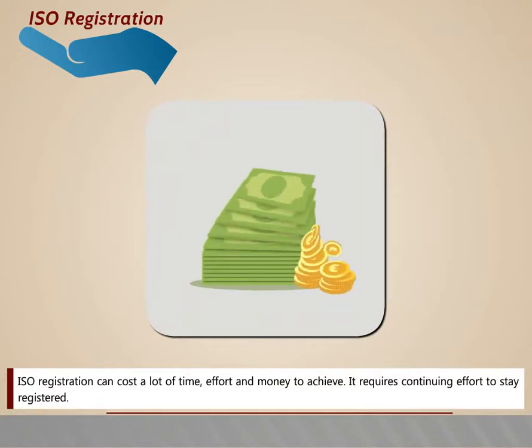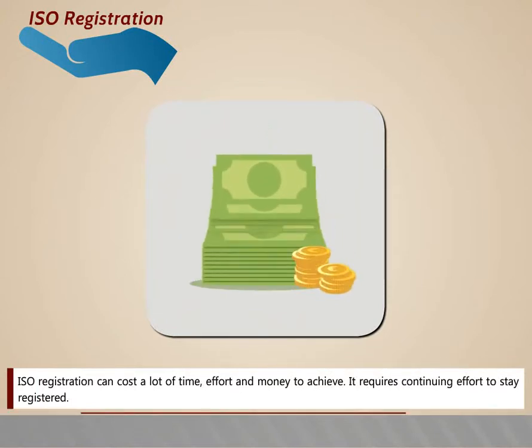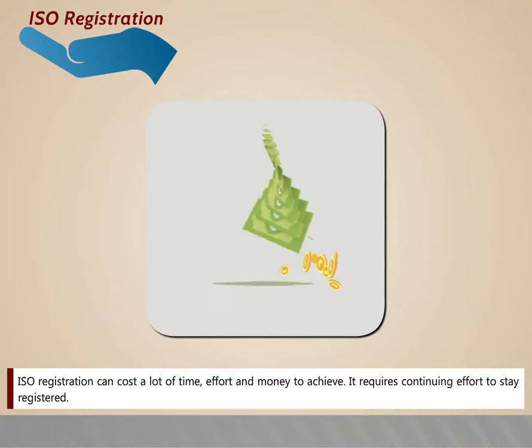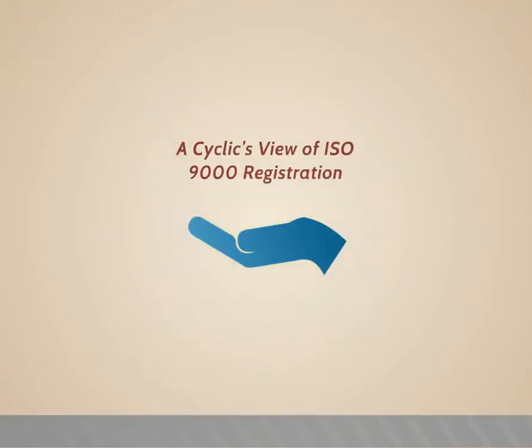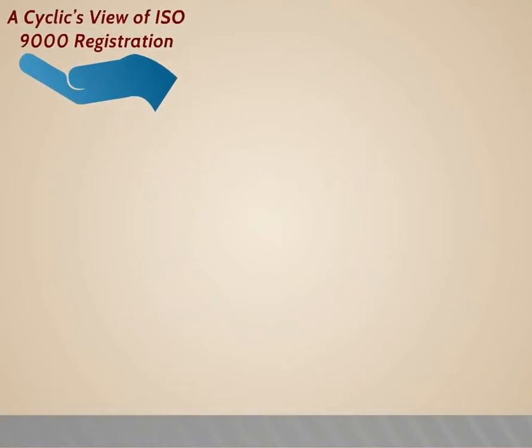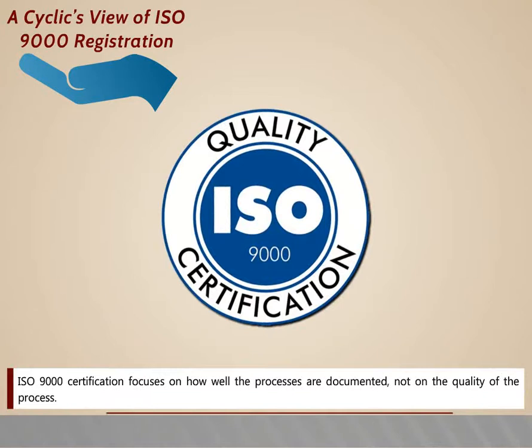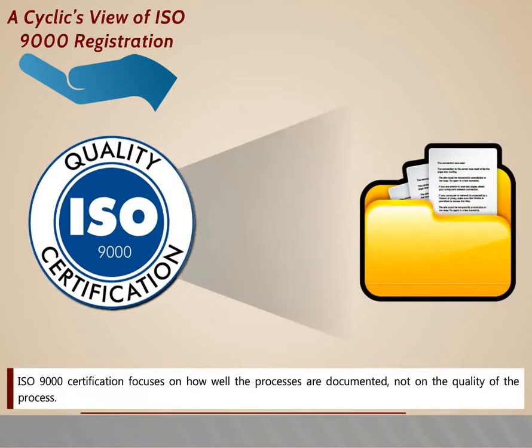ISO registration can cost a lot of time, effort and money to achieve. It requires continuing effort to stay registered. A cyclic view of ISO 9000 registration. ISO 9000 certification focuses on how well the processes are documented, not on the quality of the process.